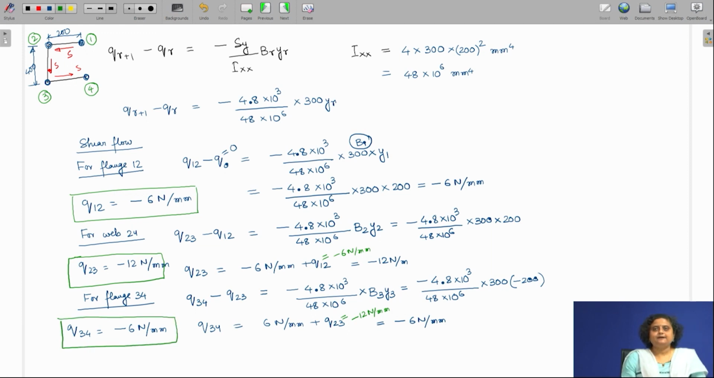So now I have obtained the shear flow. Now let me draw the cross section once more.